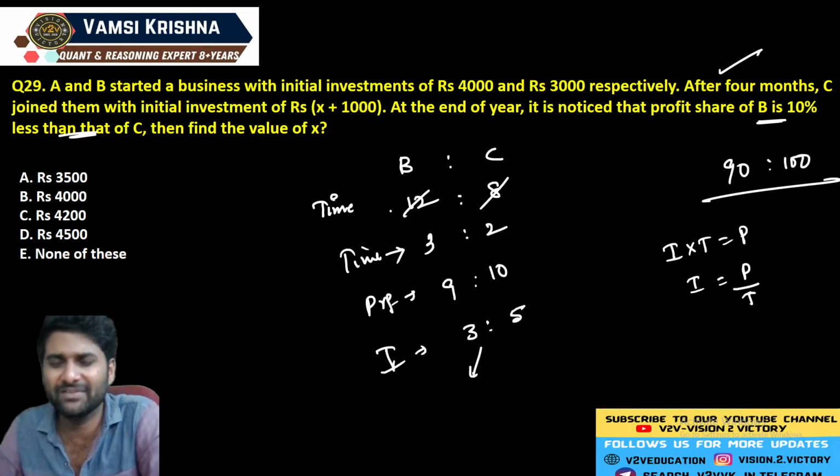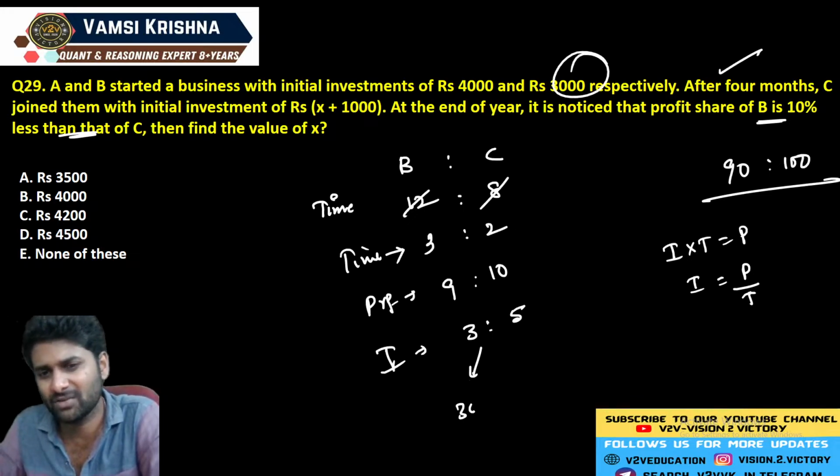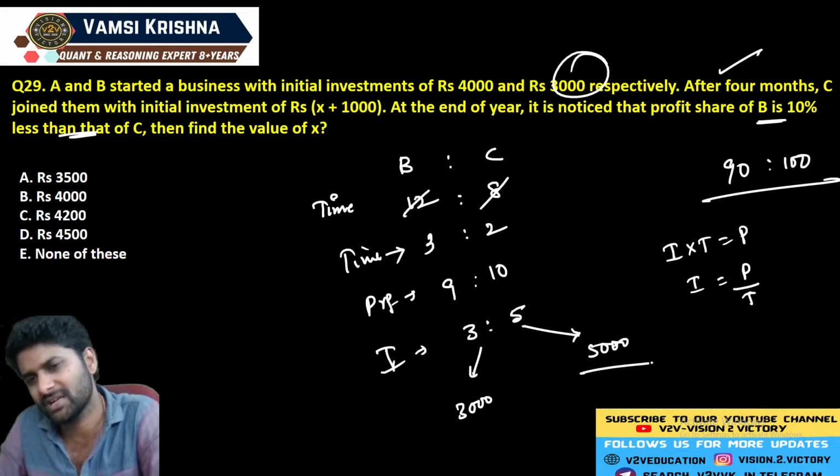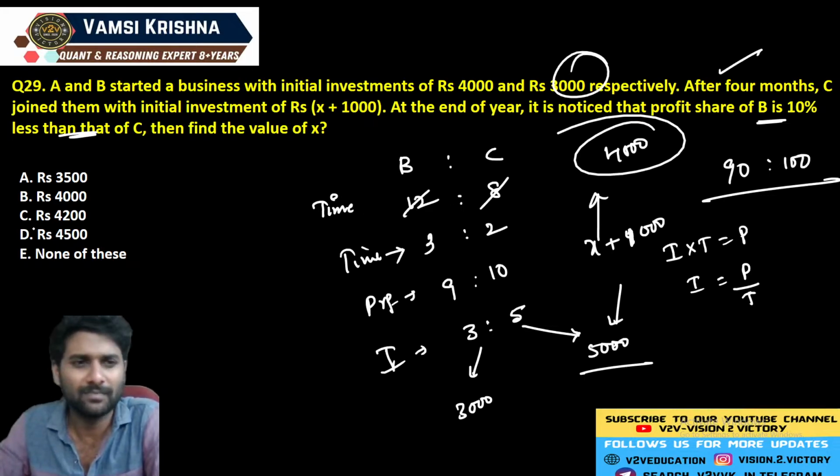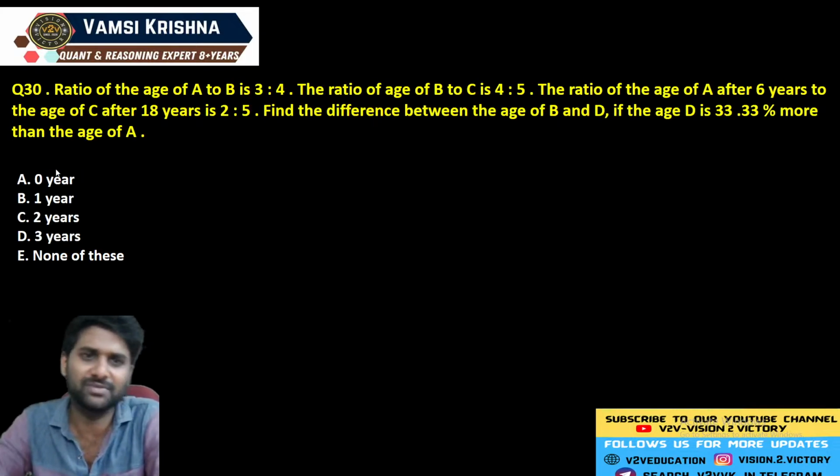Now you already know the investment of B. So investment of B is equal to 3,000. If 3 units is equal to 3,000, then 5 units become 5,000, right? Now you already know that 5,000 value becomes X plus 1,000. Now what about the X value? It's 4,000. Try to understand the concept.